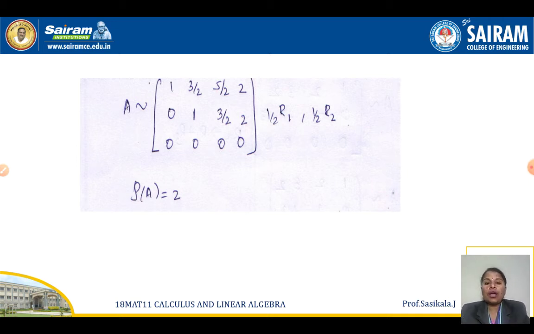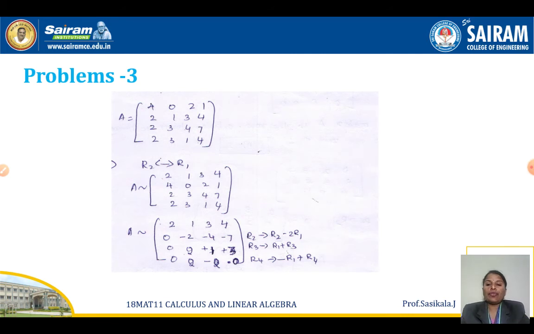So we'll go with one more example for the problem. Finding the rank of the matrix A = [4, 0, 2, 1; 2, 1, 3, 4; 2, 3, 4, 7; 2, 3, 1, 4]. Here also you can see the number of rows is 4 and the number of columns is 4. So what are you going to do?